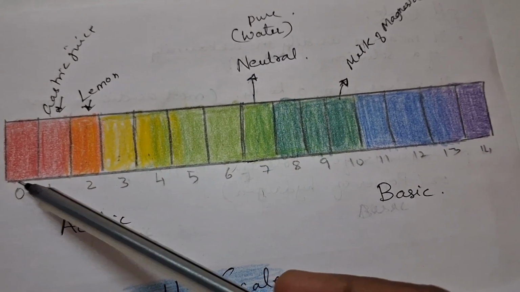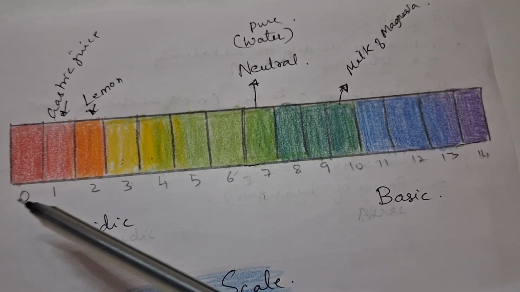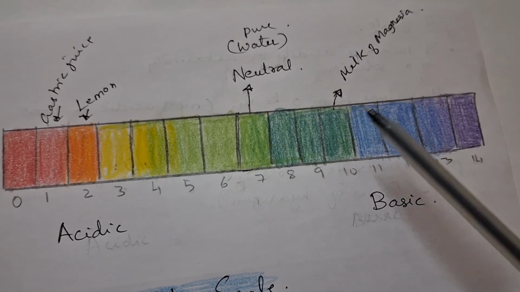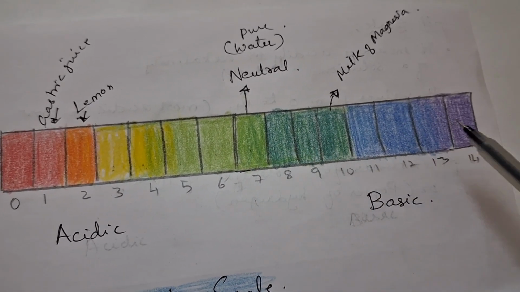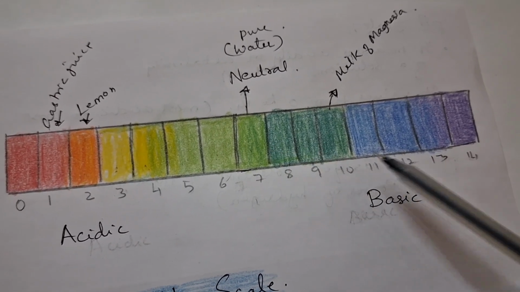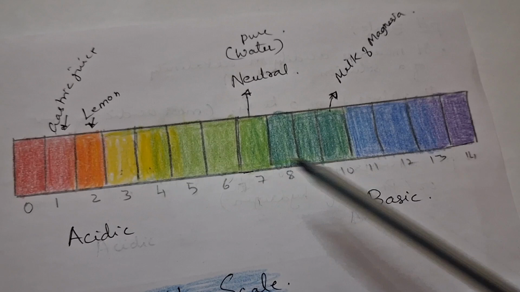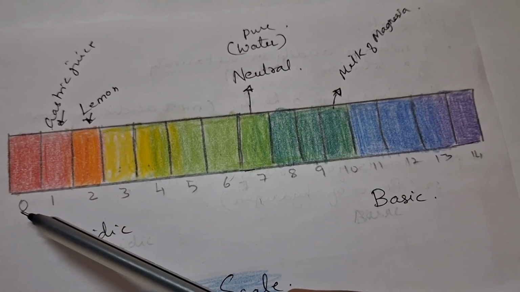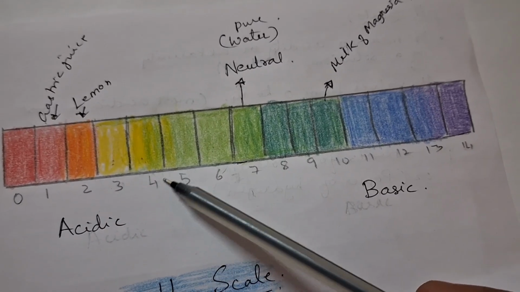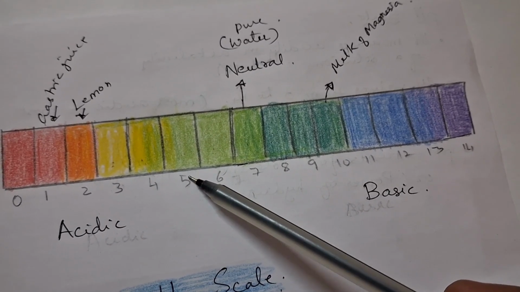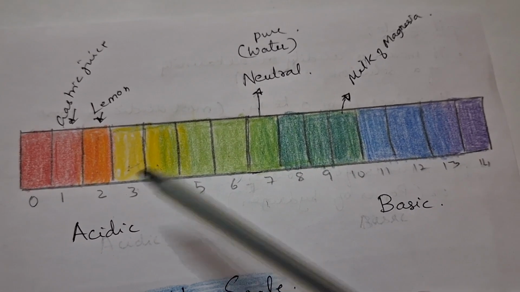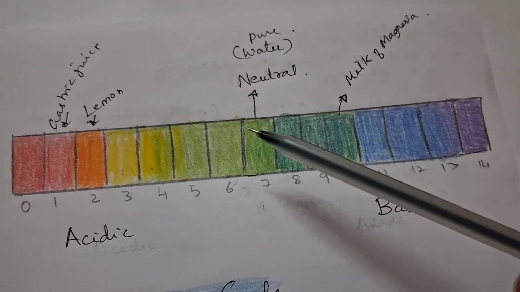From 0 to 6 it is acidic in nature. 7 is neutral, in the sense it is neither acidic nor basic. From 8 to 14 it slowly changes, so this is the basic side, totally basic here. Near 0, 1, 2, 3 they are very acidic, and as it approaches 7 the acidity reduces. This extreme side is more alkaline or more basic, this side is more acidic, and the center 7 is neutral.